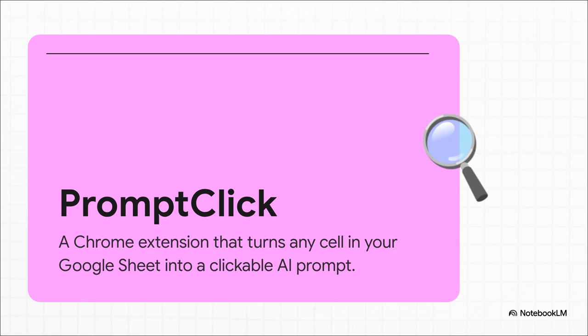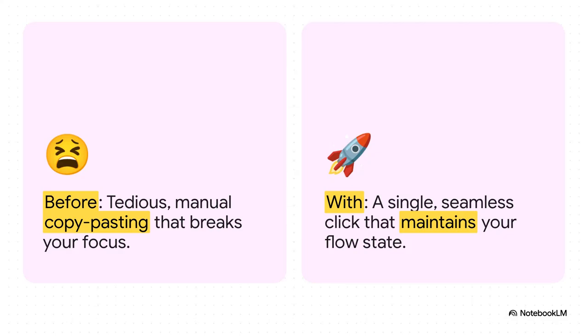So what is PromptClick exactly? It's a brilliantly simple Chrome extension that does one thing, and it does it perfectly. It turns any cell in your Google Sheet into a clickable AI prompt. That's it.